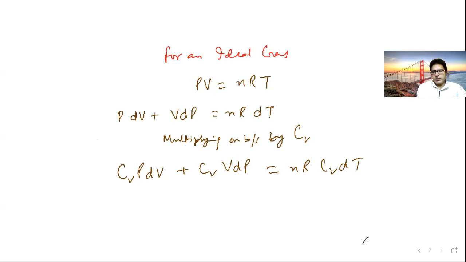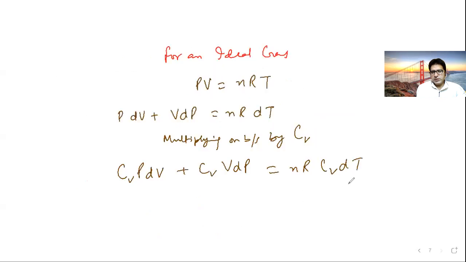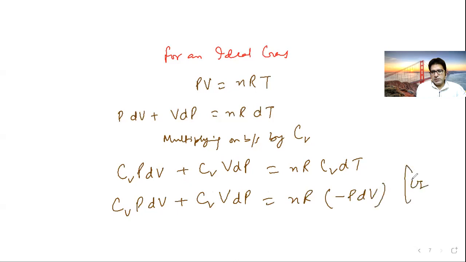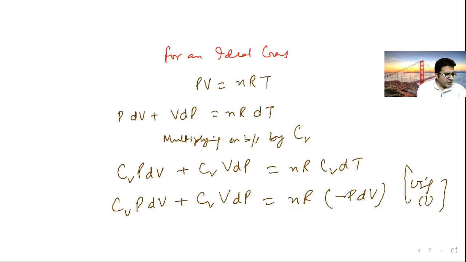Now what is Cv dt from first? Yes, Cv dt is minus pdv. So I will use it here. I will get Cv pdv plus Cv VdP is nR times, instead of Cv dt, I will write minus PdV using first. My first was Cv dt is minus PdV. So I will replace Cv dt by minus PdV.